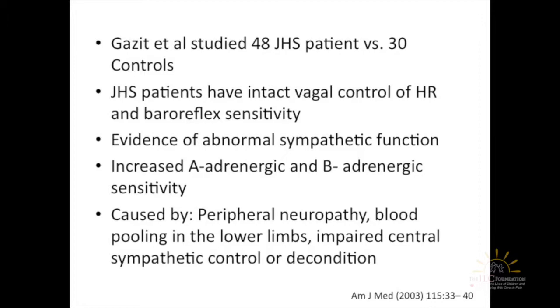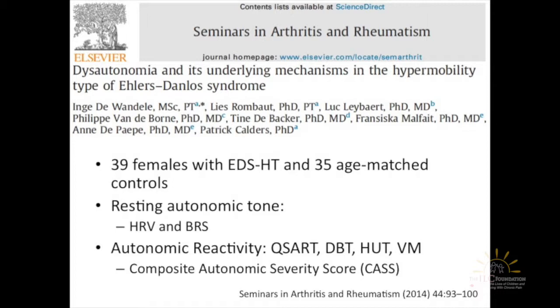Now, the same group, the Belgian group, this year published another paper looking at 39 females with EDS and 35 matched controls. They measured resting autonomic tone with heart rate variability and baroreflex sensitivity. And they also did autonomic reactivity using QSART, which is basically a sweat test to measure the activity of the sympathetic nervous system in the sweat glands.